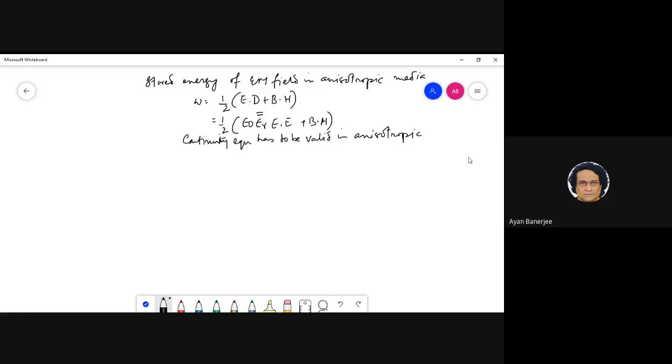Do you agree with that? Guys, do you agree with that? Yes, sir. The continuity equation, we didn't assume any isotropy or anisotropy. We did not assume, right?